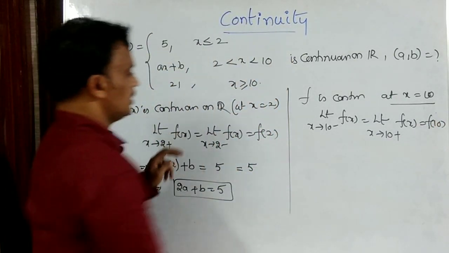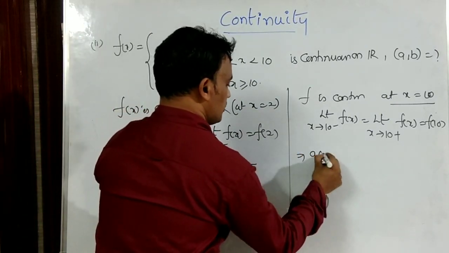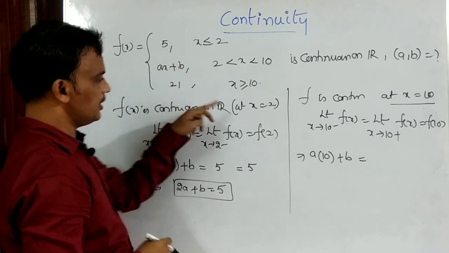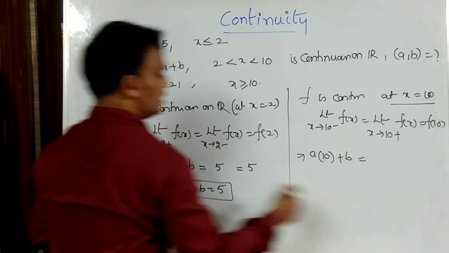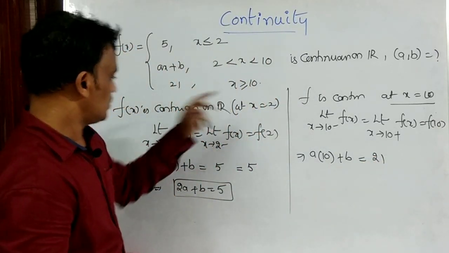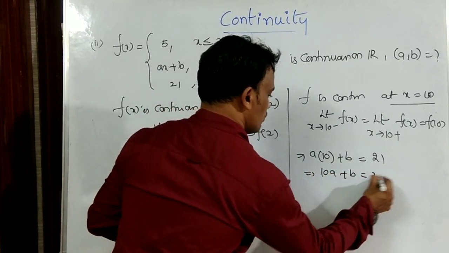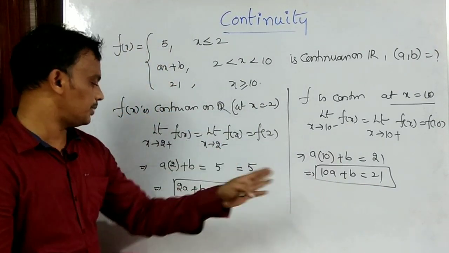For x less than 10, whose value is a times 10 plus b, a times 10 plus b equals the limit from the left. For x greater than 10, whose value is 21. So this means 10a plus b equals 21. I got one more condition in terms of a and b.